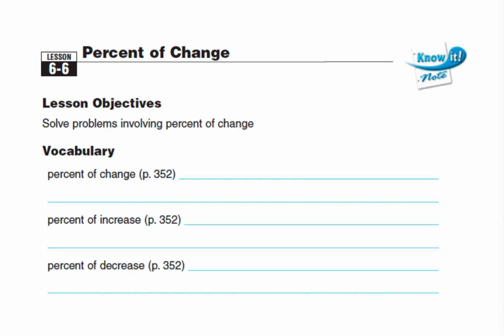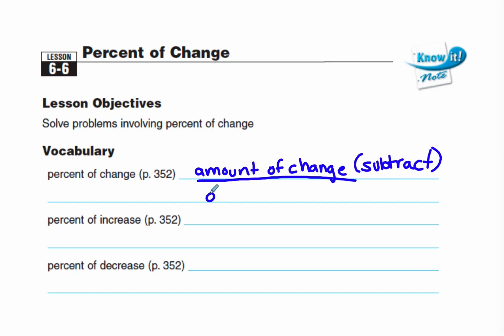So we are looking at percent of change, and percent of change tells us how much something is increasing or decreasing using a percent number. And to find whatever that percent number is, we have to subtract to find our amount of change. So we subtract our two numbers to find the amount of change. So I'm going to write amount of change and then I'm going to put subtract here. And then we divide by the original number.